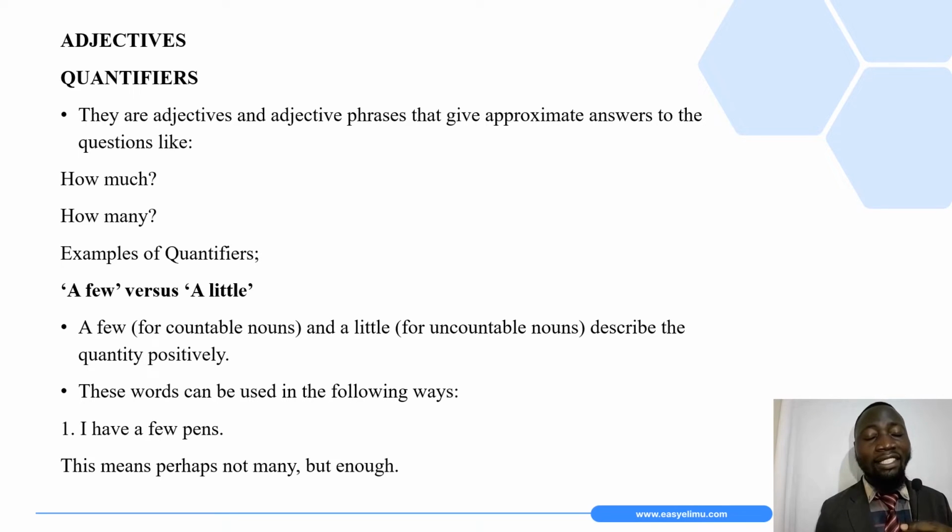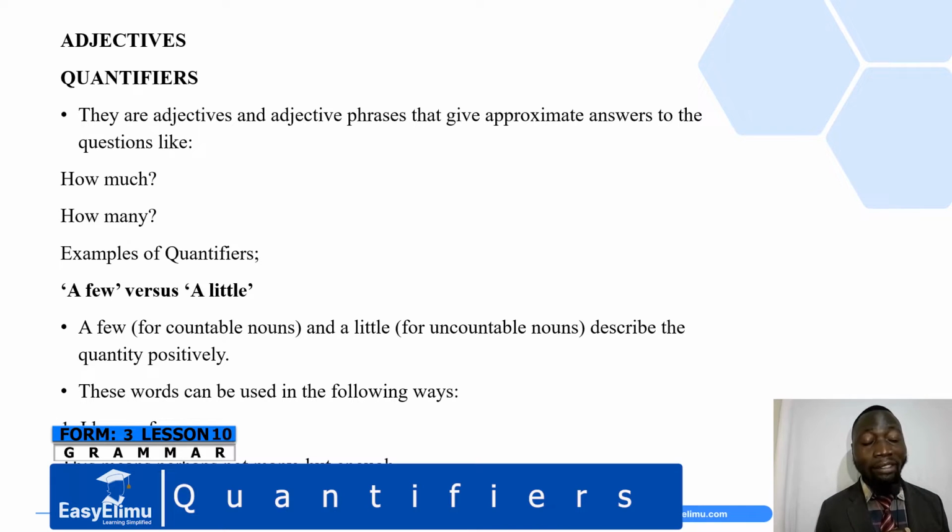To talk about quantifiers, this is a terminology that is derived from the word quantity. To quantify is to indicate or to show a given amount of something. So adjectival quantifiers, dear students, are adjectives and adjective phrases that give approximate answers to questions like how much and how many.